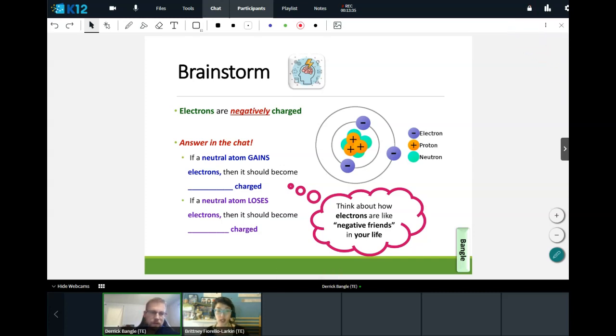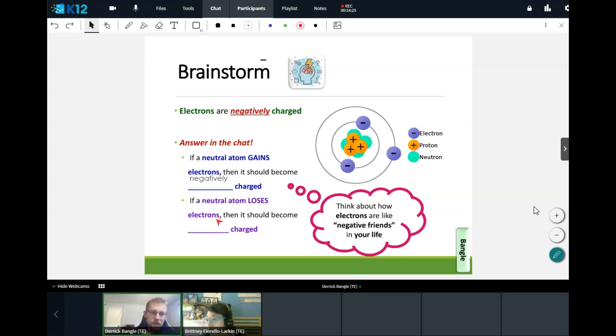The first one specifically. So if a neutral atom gains electrons, knowing that they are negatively charged, what should the overall charge be if we're gaining electrons? Think about it: if you are gaining more negative friends, do you become more of a positive person or a negative person? Right, exactly. You're going to be more negatively charged. Good job with that one.